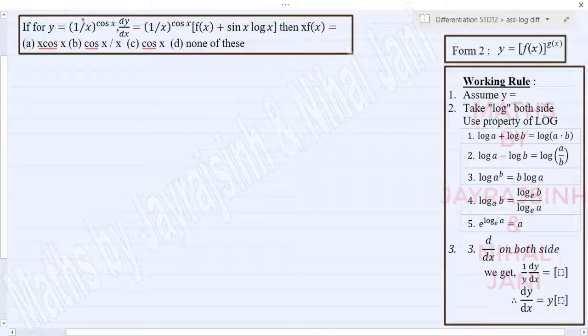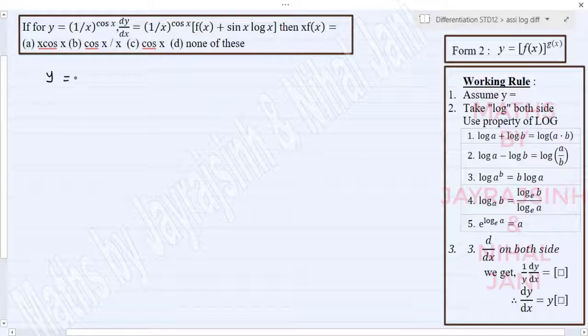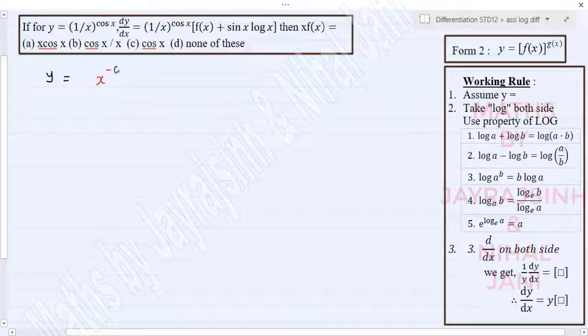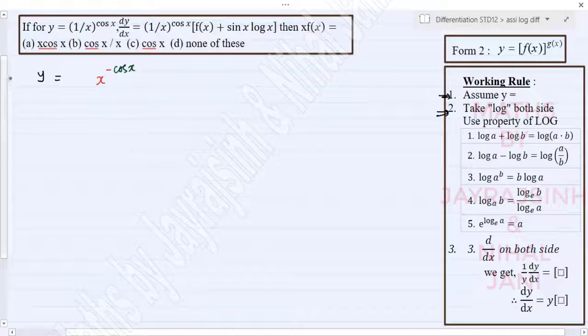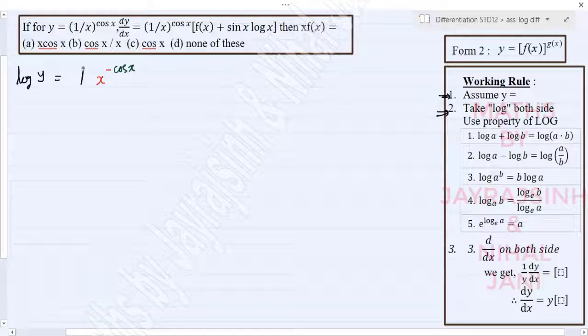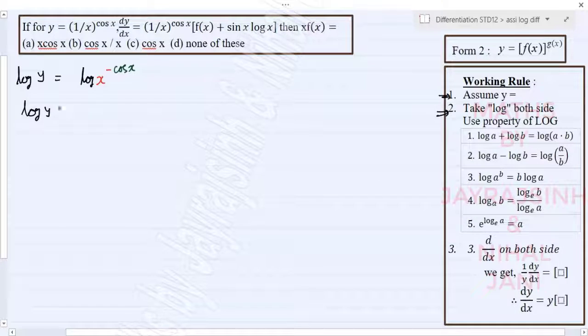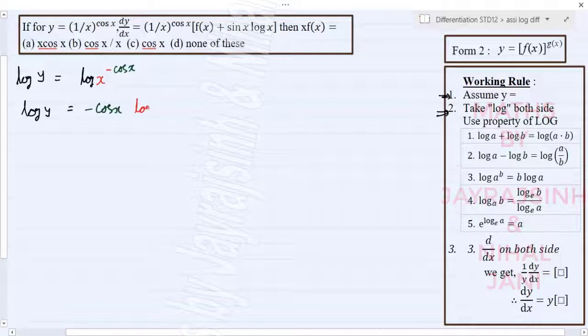If for y is equal to 1 by x raised to cos x, we have dy by dx is equal to 1 by x raised to cos x, fx plus sin x log x, then we have to find x fx. First of all, let's write down y is equal to 1 by x raised to cos x, or we can say x raised to minus cos x. So we get y is equal to this function. Now let's take log on both sides. So log y is equal to log x raised to minus cos x, or we can say log y is simply minus cos x into log x.